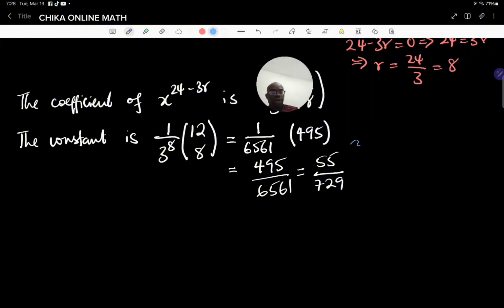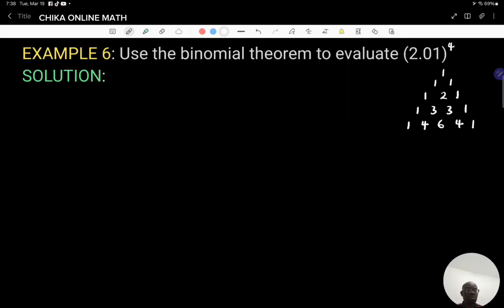55 over 729. That's the final answer, okay? So next, we'll do example 6. In example 6, we are asked to use the binomial theorem to evaluate 2.01 raised to power 4. So how do we achieve this? How do we use the binomial theorem to evaluate that?